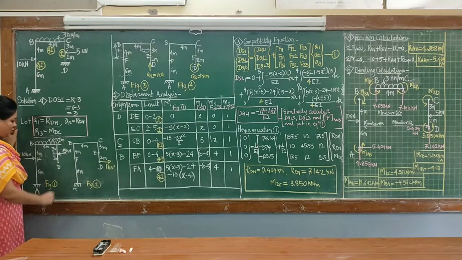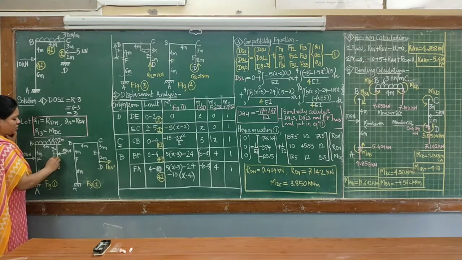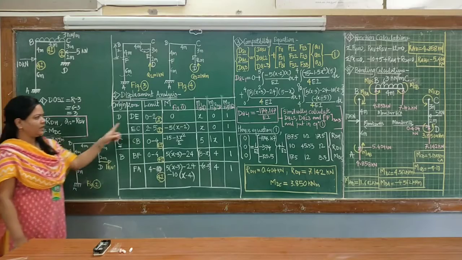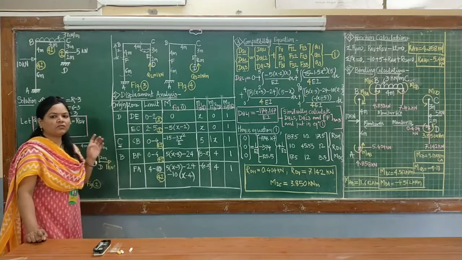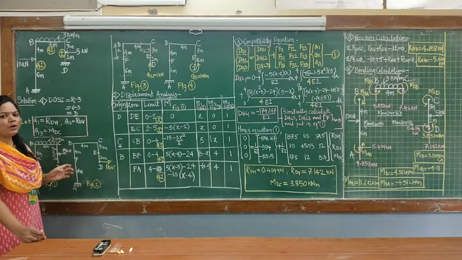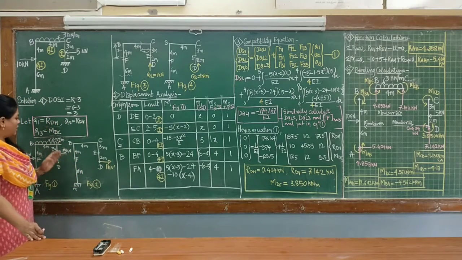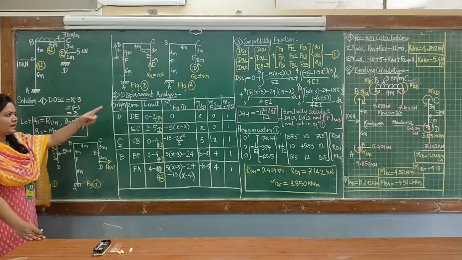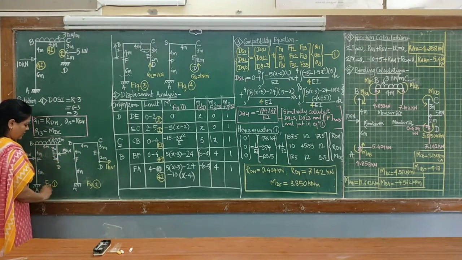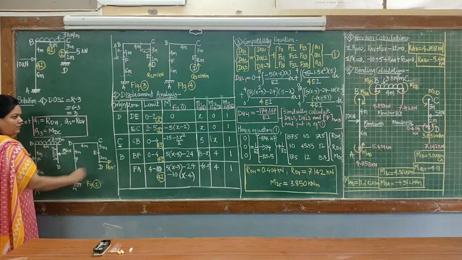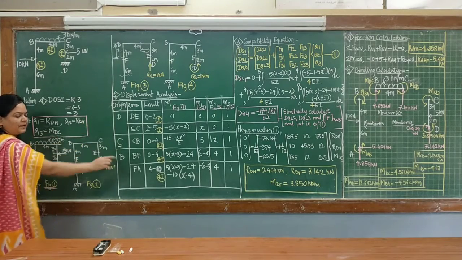Capital M. So here you have to take the section in each zone, at a distance x measured from origin, and take the moment of all forces in that zone about that section point. That is the capital M moment. So first we'll start from figure number 1, and that will be written in this capital M column.